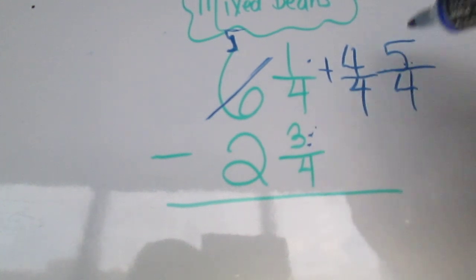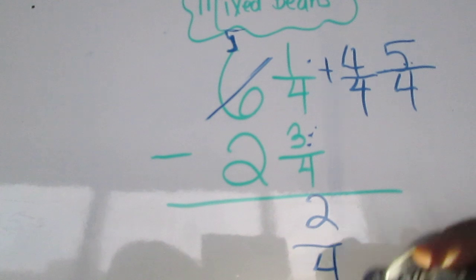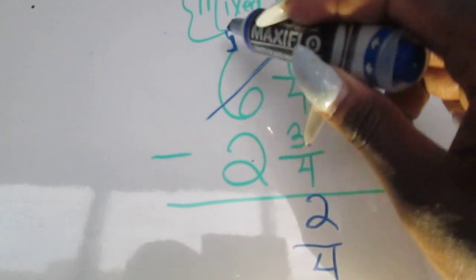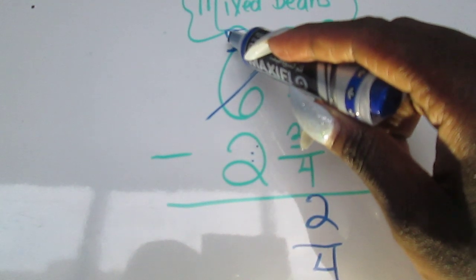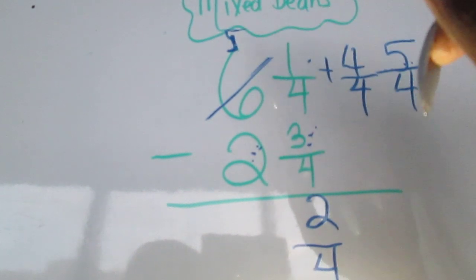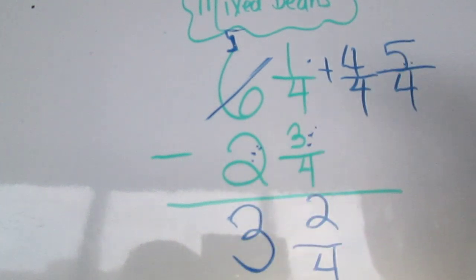So 5 minus 3, boys and girls, is 2 fourths. Now I have 5 subtract 2. Oh, sorry, subtract 2 from 5. Sorry. It's been a long day, children. And I have 3 left over.